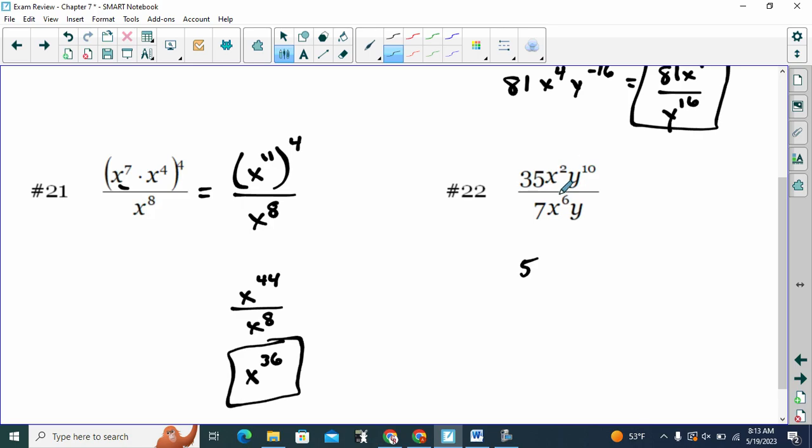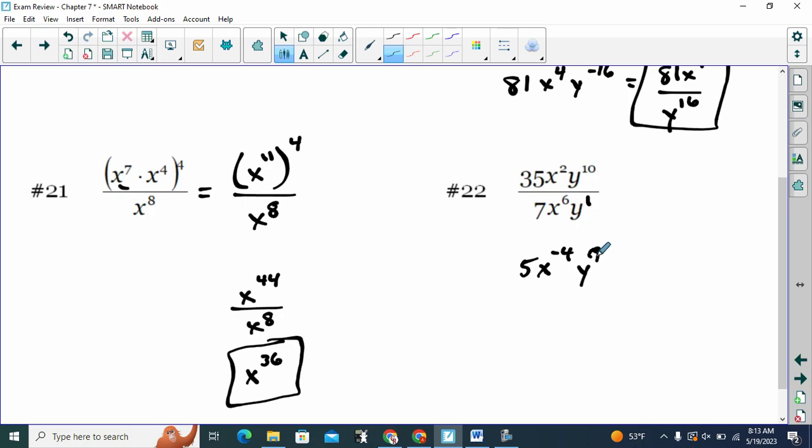x to the 2nd divided by x to the 6th. These are exponents this time. So we are going to subtract: 2 minus 6 is negative 4. Subtract the exponents. If there's no exponent written there, that's understood to be a 1. y to the 10th divided by y to the 1st, 10 minus 1 gives me y to the 9th.